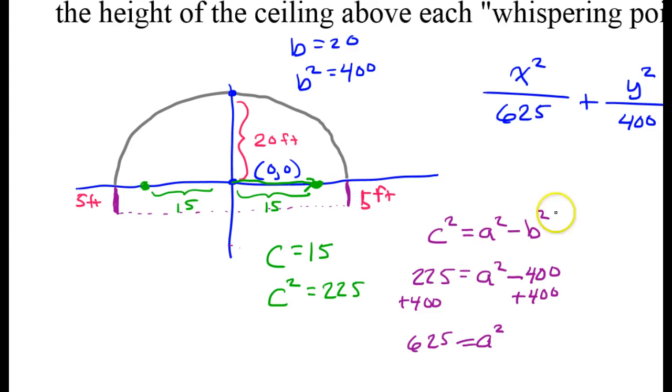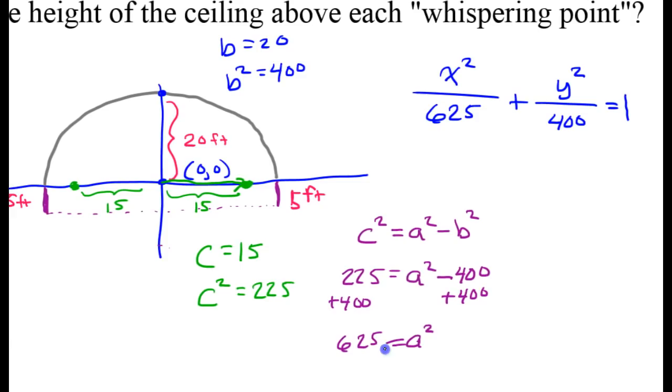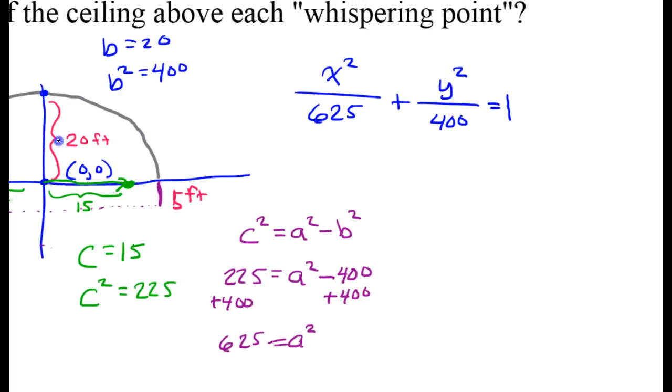625. By the way, if you ever were unsure about a squared versus b squared, just remember, this 20 was vertical. That's the y direction. So the 400 will definitely go in the denominator of the y term. If it goes in the y direction, it goes in the y term. Okay? And that left the 625 to definitely go with the x term. So anyway, now we have the standard form equation for this ellipse.